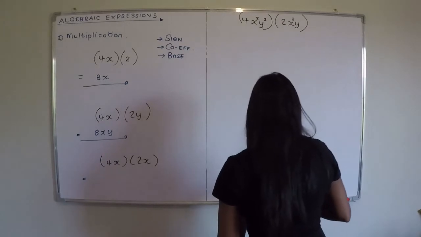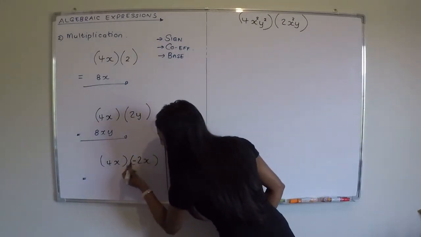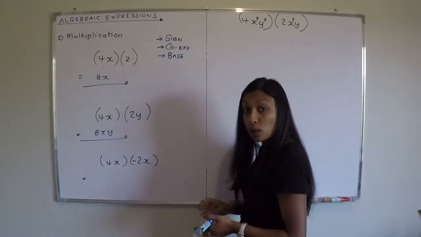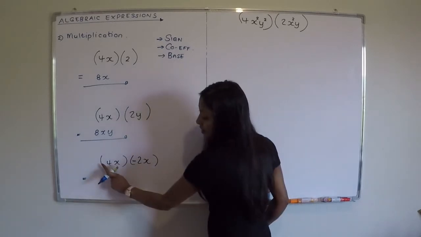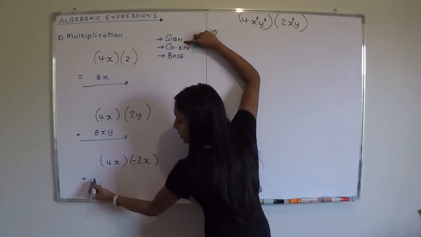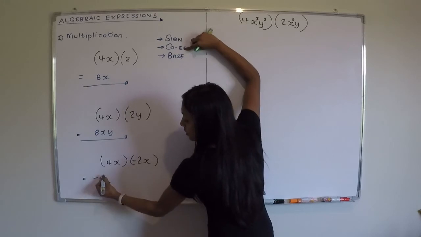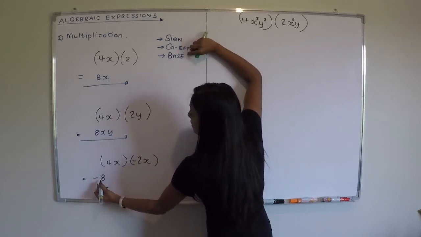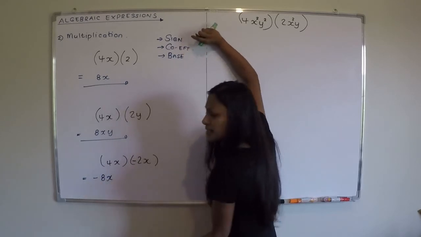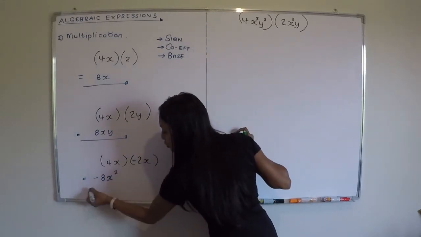And here, let me change the question up. Let me make this a minus 2. So, if we go sign, coefficients, base here, a plus times a minus is going to give you a minus. 4 times 2 is going to give you 8. Last one is my base. X times x. What is x times x, kids? X times x is actually x squared.